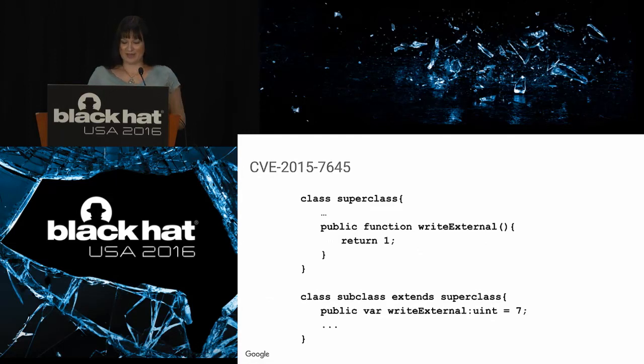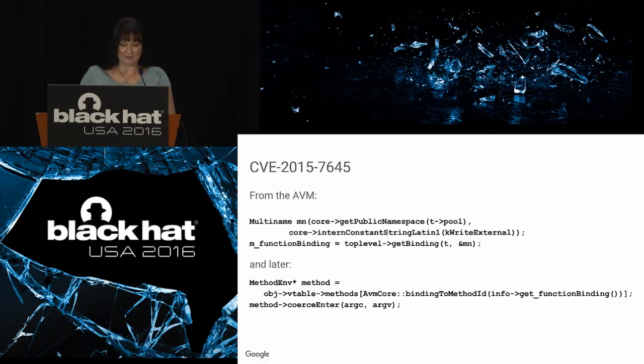So just to reiterate, this is what should violate your sense of all things object-oriented programming that is allowed. You have this function writeExternal that is a function, and then in the subclass, you can define it as an integer. So here's what happens in the ActionScript virtual machine when you can do this. This writeExternal function is actually kind of special. It's what you use to override serialization in Flash.